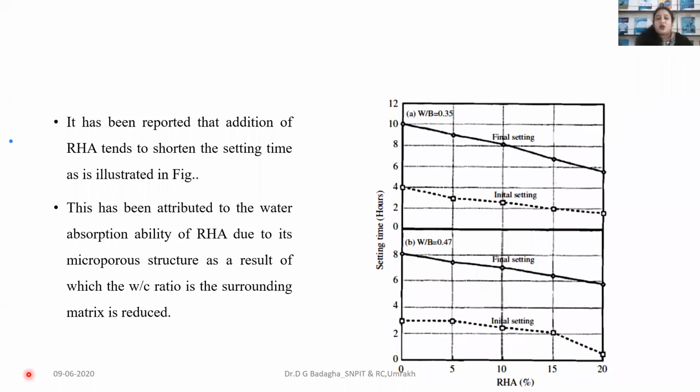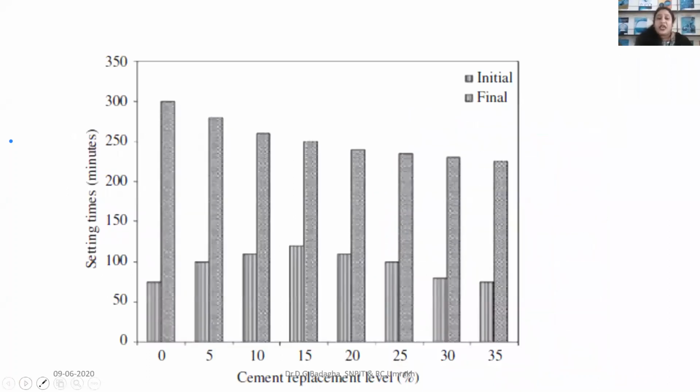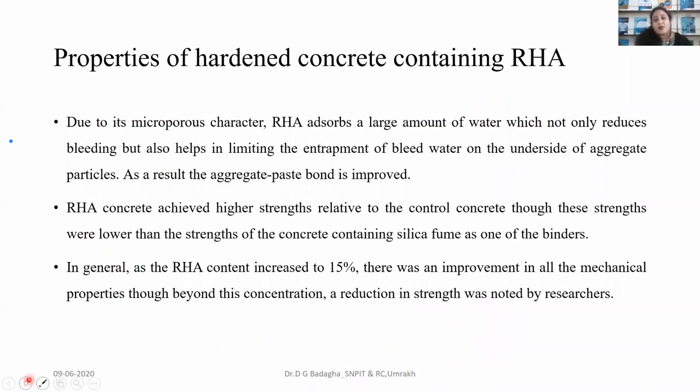So only for your reference I put that image, and for that we have given that graph: if cement replacement level is 0 to 35%, then what is the final setting time and initial setting time. If we talk about hardened properties, then due to its microporous character it absorbs a large amount of water. Okay, so the bleeding problem we can remove, fine.